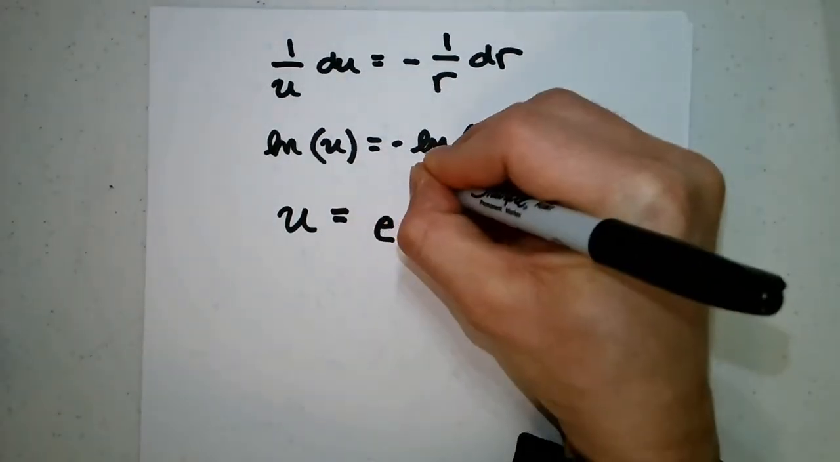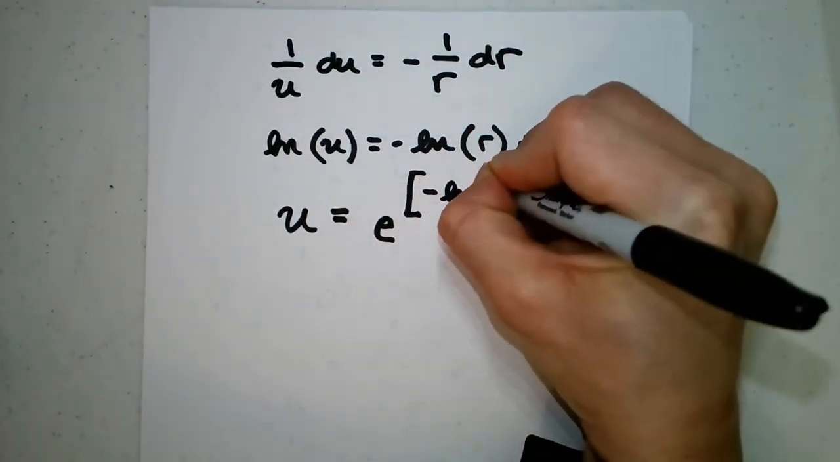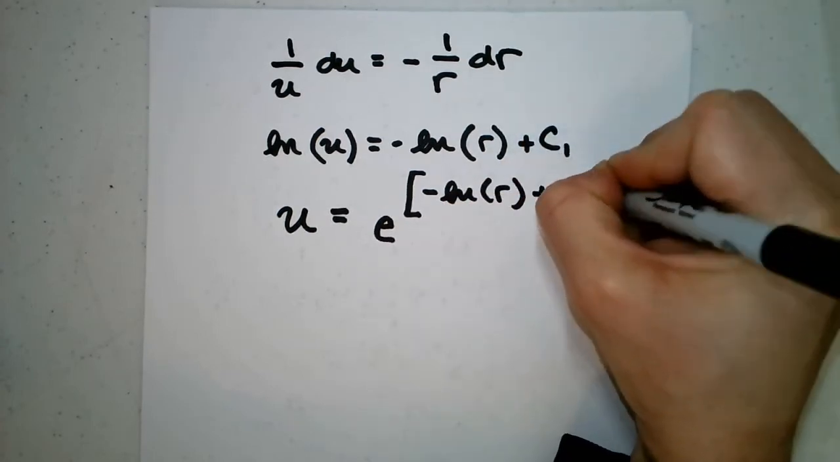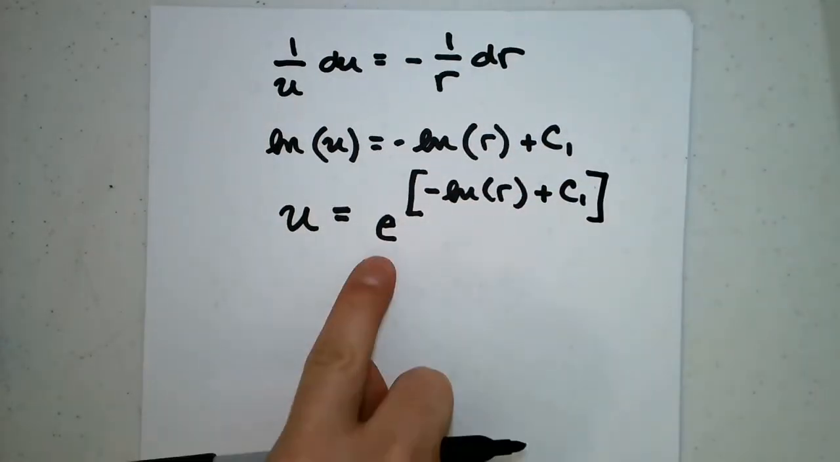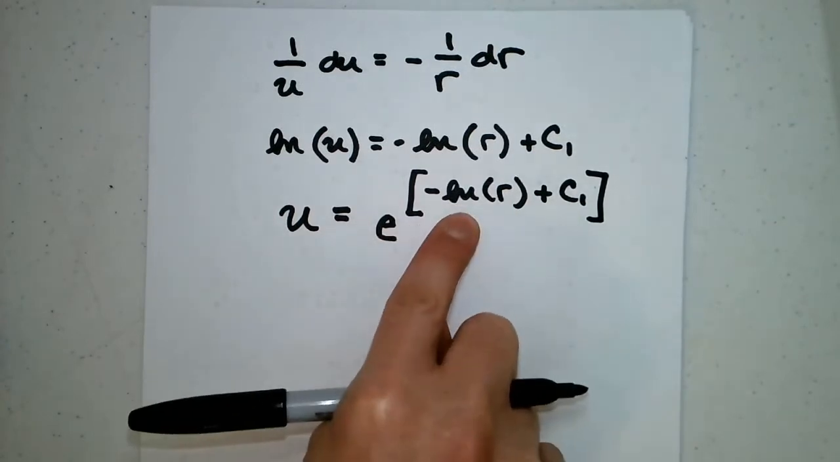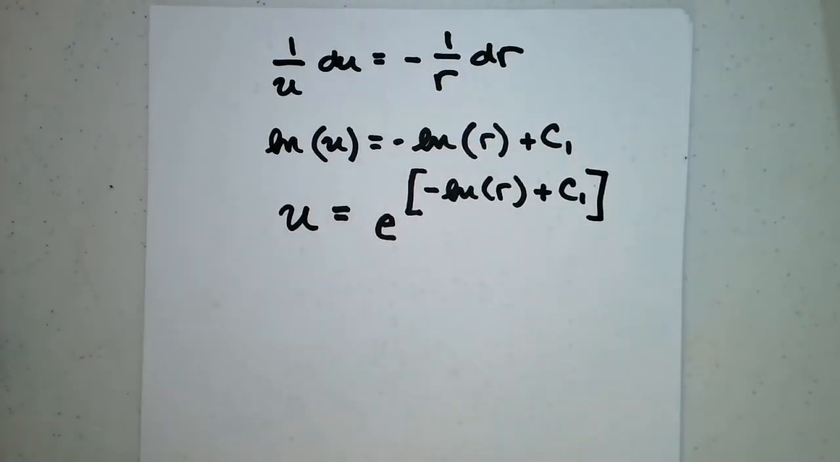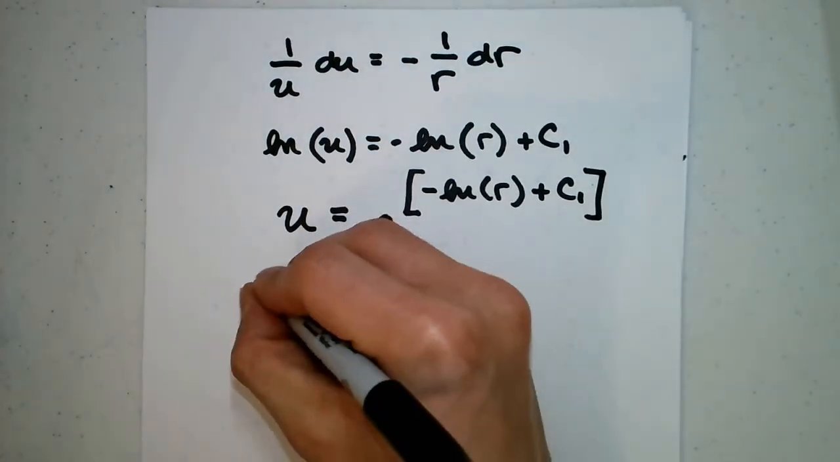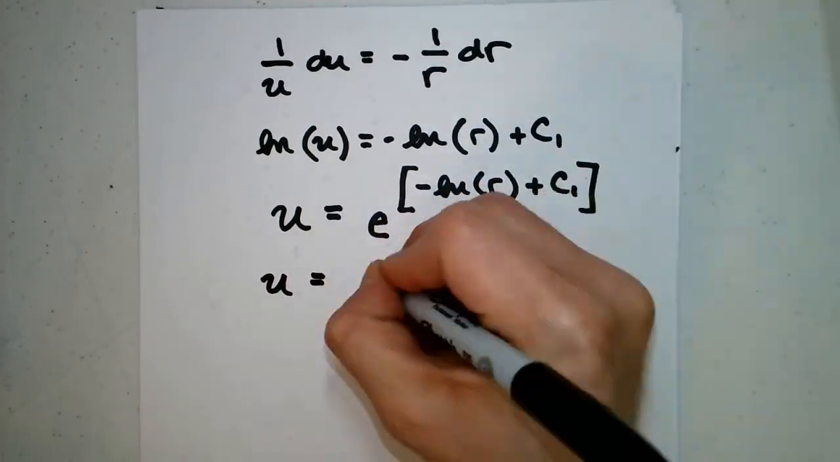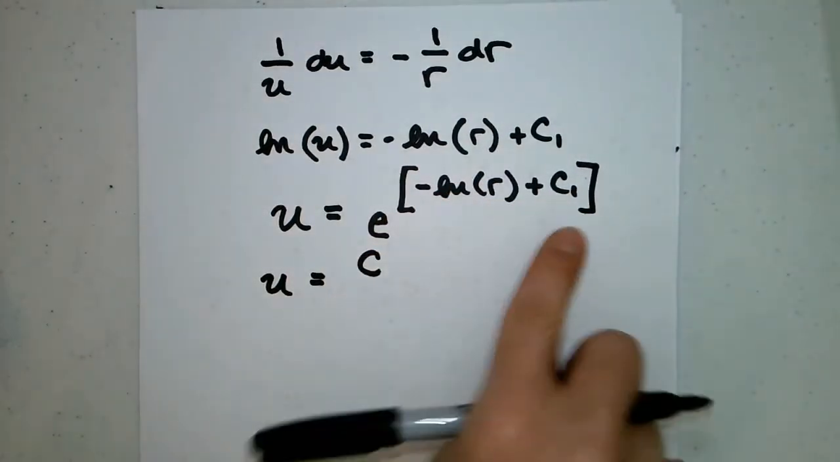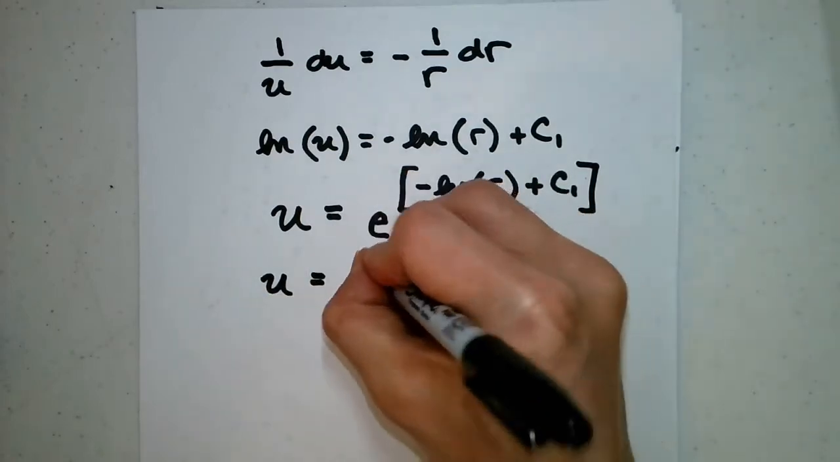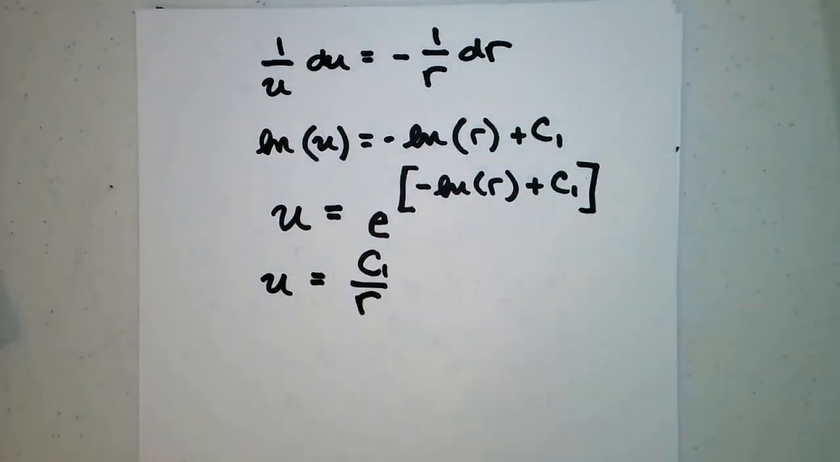Let's write it. So this is the same as saying e to the negative ln of r and e to the c1. And so what this will become is c1 over r. Maybe a c2 if we say e to the c1 is c2, but it won't matter. Right, because that's a slightly different constant than we started with, but it's not going to make a difference in our solution.